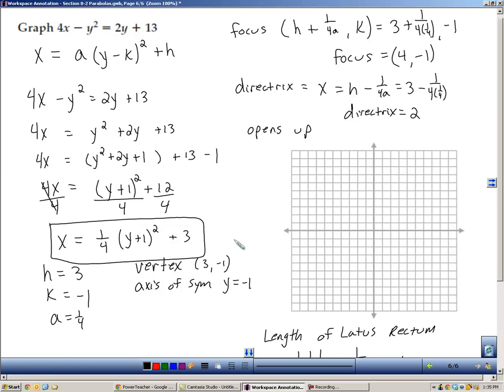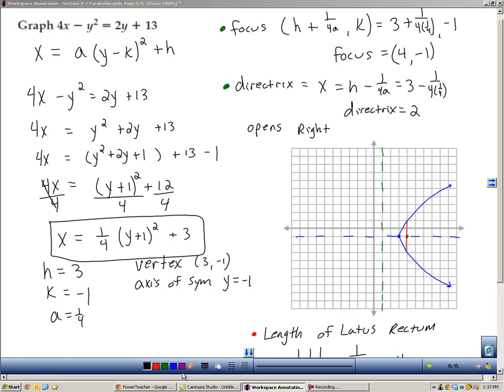And now I should be able to graph all that stuff and then show you a graph of what the parabola looks like. So here I try to put everything on the graph here so you can see it. The vertex is 3, -1, that's in blue here. Axis of symmetry, y equals -1, that's in blue. Then I used green for the focus. The focus is this dot right here, it's at 4, -1. The directrix is also in green. It's here at x equals 2.